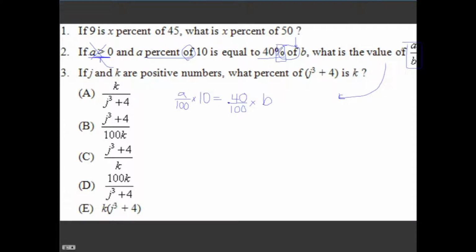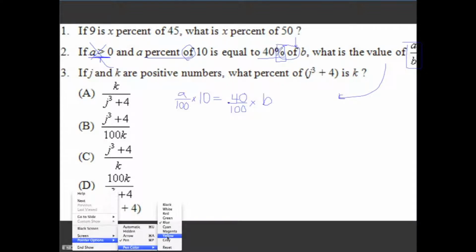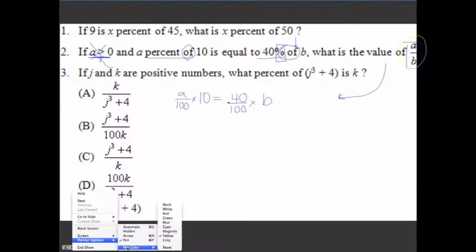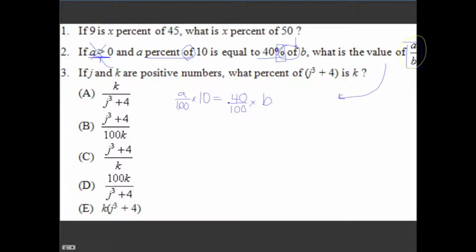But what we're trying to find is not A or B, but rather A divided by B. A over B equals what? That's what we're trying to find. So don't just solve for A or solve for B. You want A divided by B, and that's going to be the little trick for this problem.